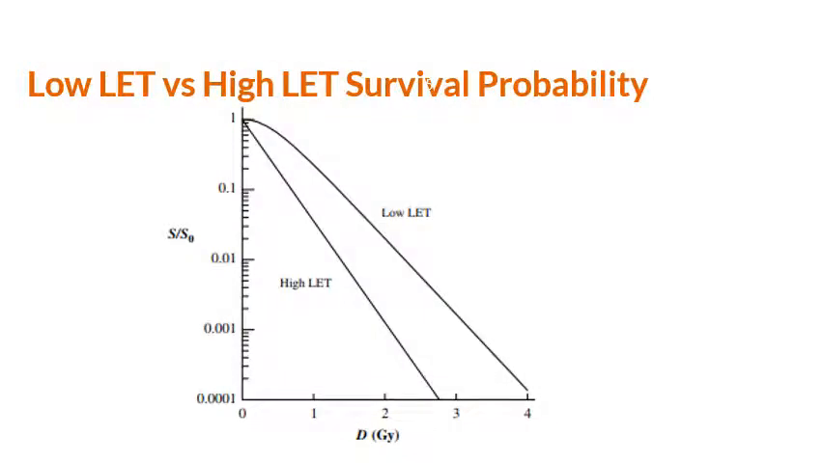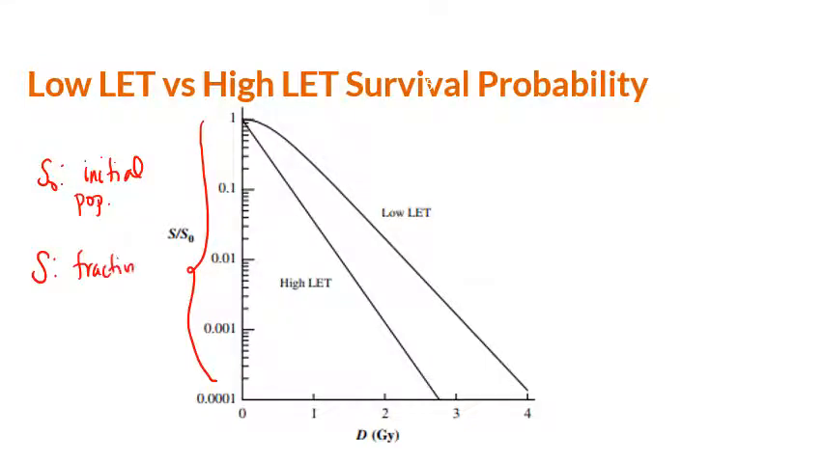This is from Turner. So let us briefly discuss yung survival probability ng ating cells under high LET or low LET conditions. So take note that your y-axis is the ratio of your survival probability. So S naught is yung initial population. You can think of that as your initial population. And then yung S is yung fraction of S naught that survived, yung buhay pa.